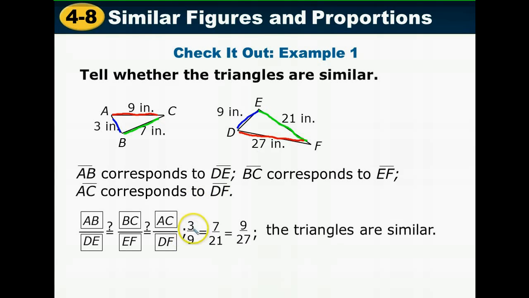And then what we do now is plug in the numbers. So we have 3 to 9, 7 to 21, and 9 to 27. The next thing we want to do is reduce them. So 3 over 9 can be reduced to 1/3, 7 over 21 again to 1/3, and 9 over 27, dividing both by 9, we get 1 to 3. So these can all be reduced to 1 to 3 ratios. So yes, those two triangles are similar.